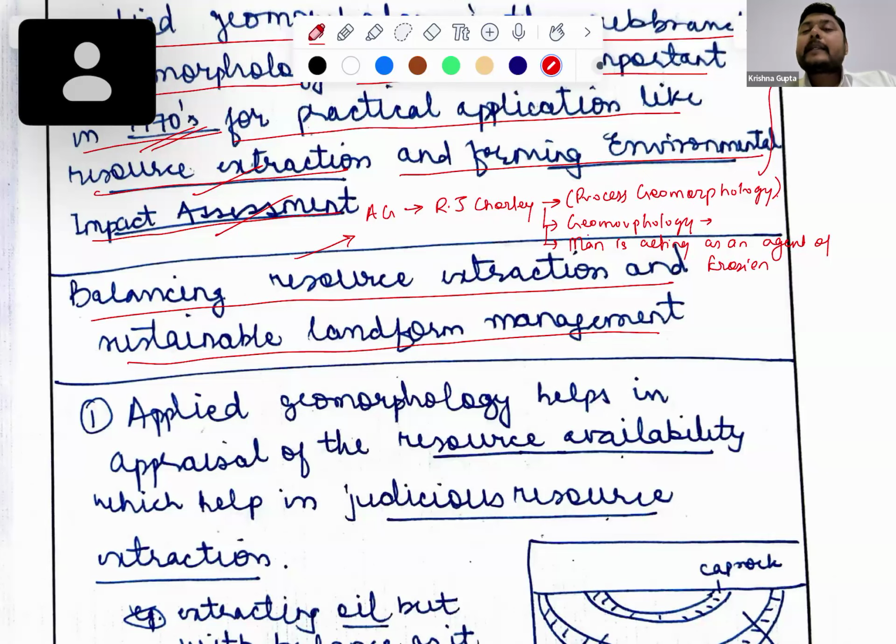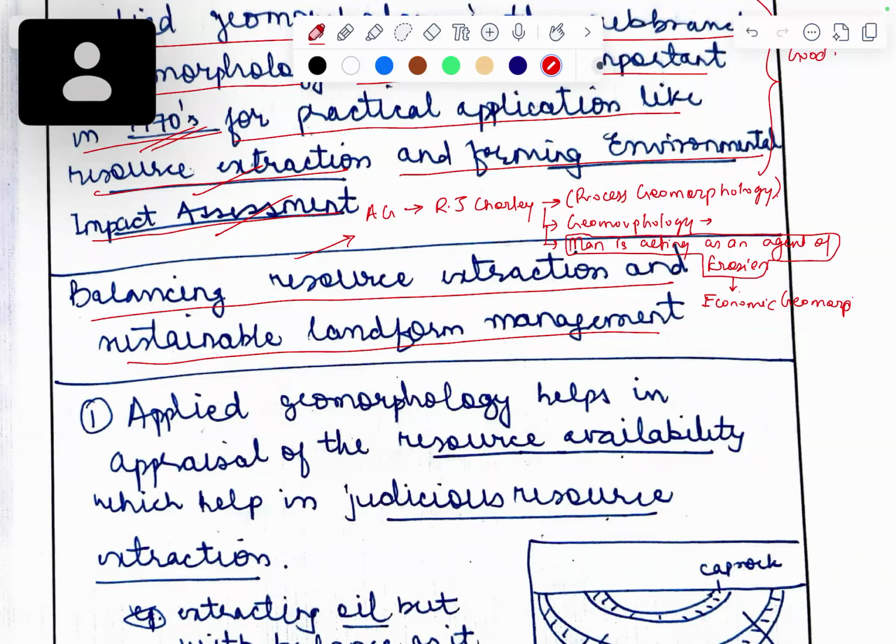In the second part, he has given how man is acting as an agent of erosion. Under the second aspect, where man is acting as an agent of erosion, we have an aspect that is economic geomorphology. Under economic geomorphology, we have resource extraction.